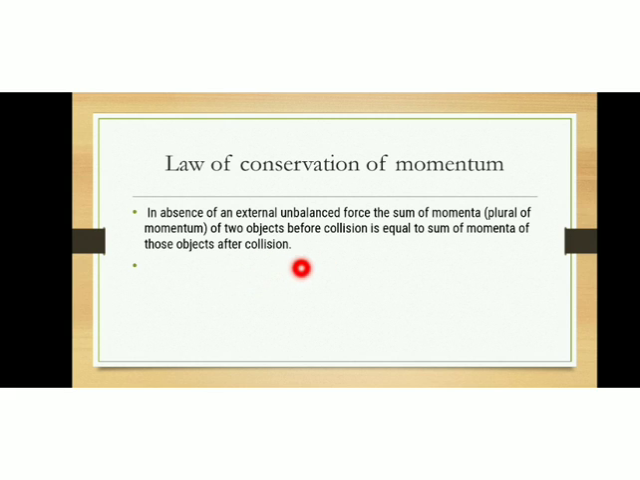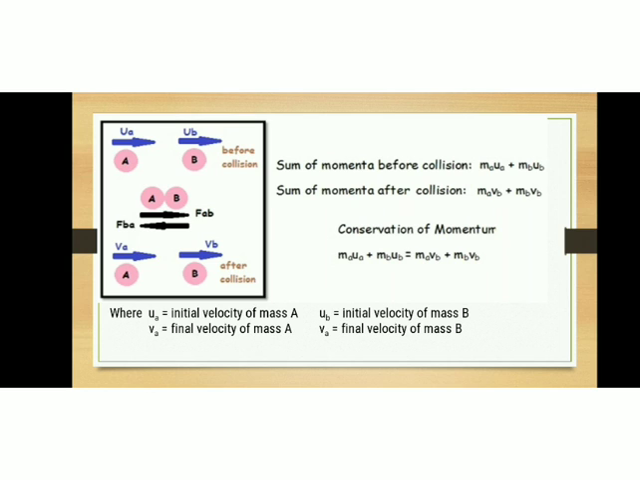So, in the absence of external force, the total momentum before collision is equal to the total momentum after collision. This is the law of conservation of momentum. That means the total momentum of a system remains conserved. So, how can you prove it?